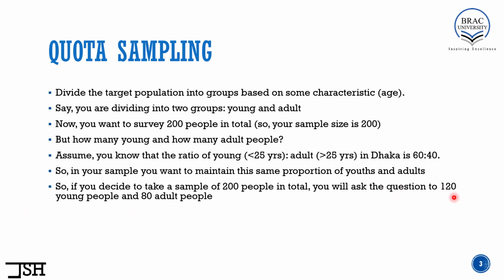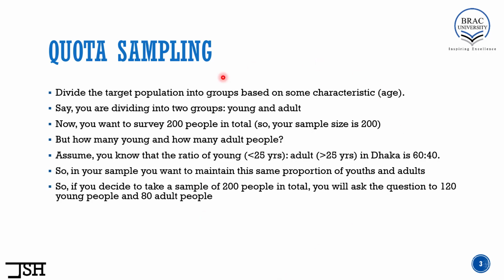Now, why 120 young people? Because 60% of 200 is 120 and 40% of 200 is 80 adult people. So as we decided earlier that we are going to maintain the same ratio of 60 to 40 in our sample, that is why we are going to select 120 young people and 80 adult people.